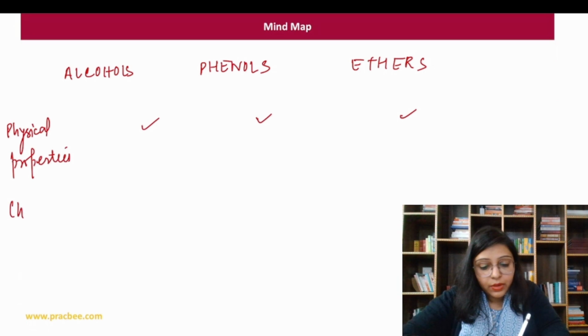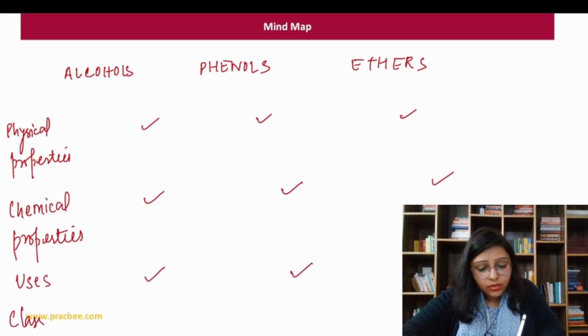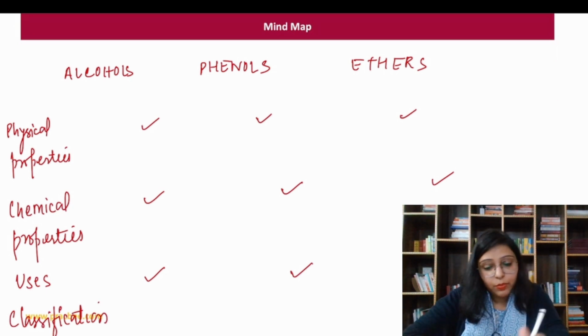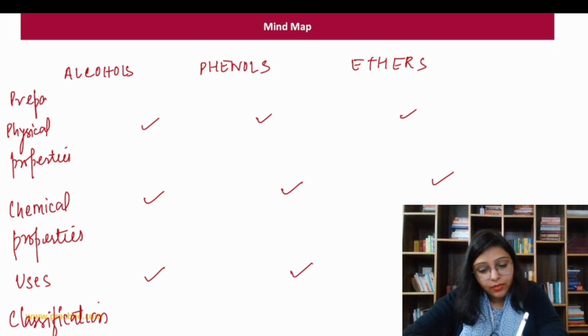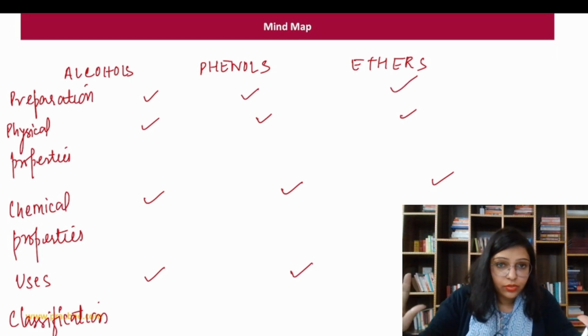We should know chemical properties. It means you should have the idea about all chemical reactions of alcohols, phenols, and ethers. And then uses, right? Classification of alcohols, phenols, and ethers. So that part you should know. But the major part is physical properties, chemical properties, and uses. One more thing, preparation. Preparation of alcohols, phenols, and ethers. It should be clear. You should have all the chemical reactions with you.